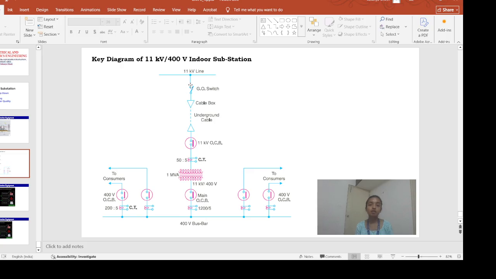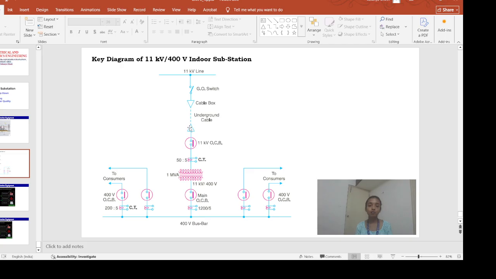Then that 11 kV supply is given to the cable box, and that 11 kV voltage is transmitted through the transmission line. And this transmission line is using the underground cable. We have already seen that in the city areas we use the underground cable as a transmission line, which is nothing but insulated conductors. On the conductors made of copper and aluminium, we are providing some rubber or plastic coating in order to provide safety from electric shock.